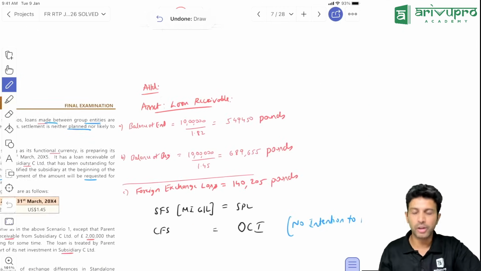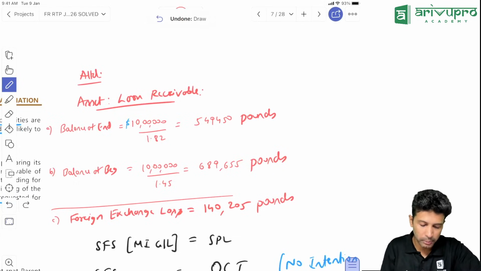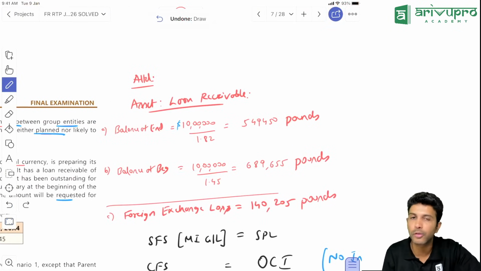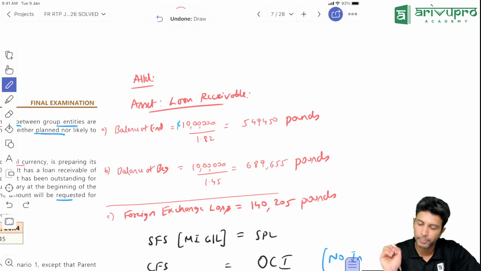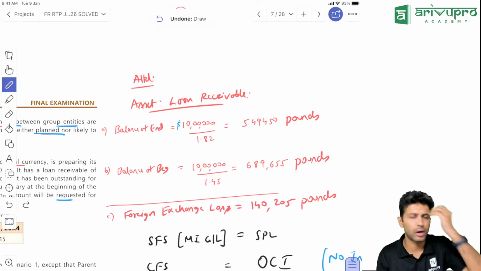So last year you would have shown this loan at, this is 10 lakh dollars, divided by 1.45 last year. Sorry, 1.45 last year. The balance was 6,89,655 pounds. So A Limited was showing the loan in their last year balance sheet at this much value. Last year's closing balance will become current year's opening balance.